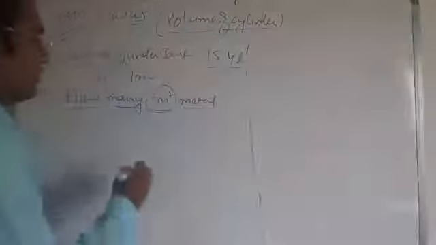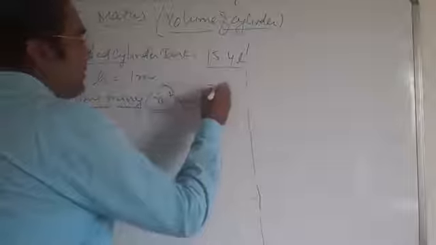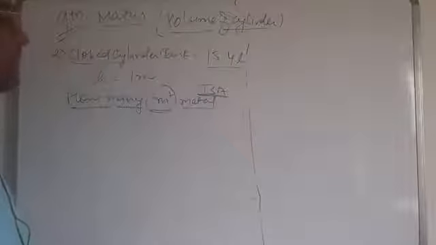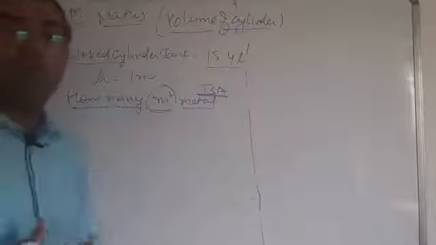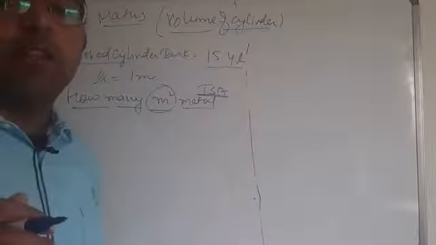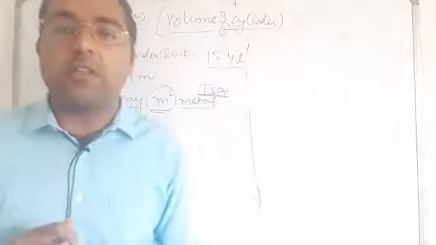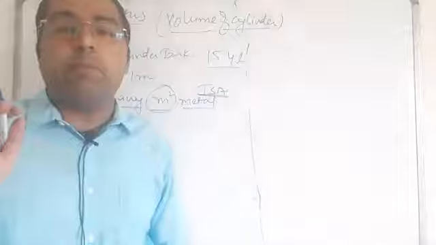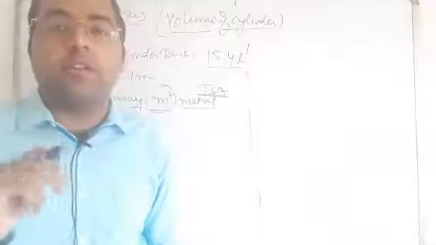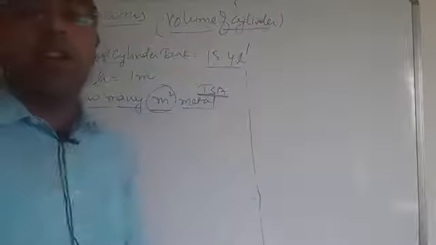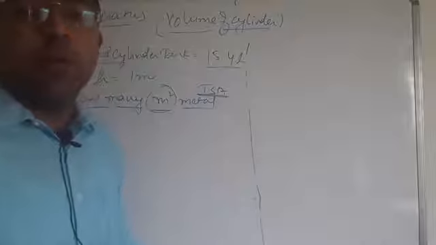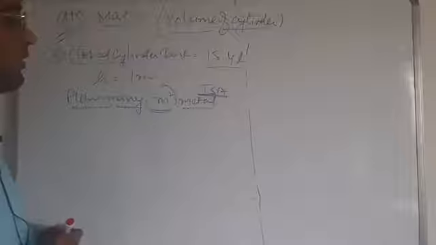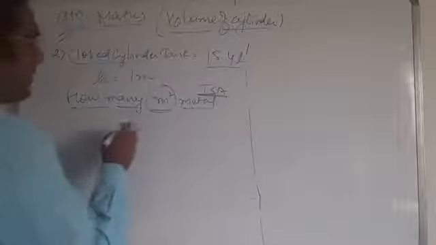Okay, so first of all we have to find the radius. And after that we have to find the total surface area, because we know the formula of total surface area of a cylinder is 2 pi r (r plus h). So we must know the radius of the cylinder, and the radius is not given. Okay, so first of all we have to find the radius of the cylinder.